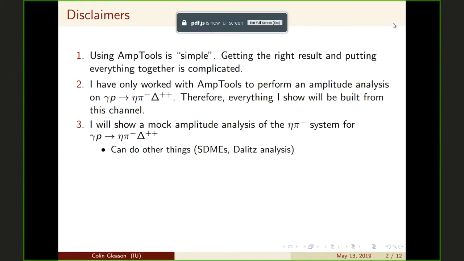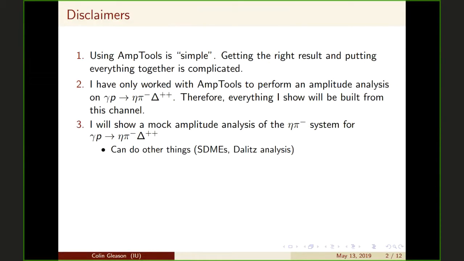So Colin's looking at this channel: gamma p goes to eta pi minus delta plus plus. And he's going to show in the slides a partial wave amplitude analysis of the eta pi minus system. So the idea here is that this is charge exchange production, and the delta plus plus is just kind of along for the ride. Well, it's the recoil particle. So we're not doing any sort of analysis on the delta plus plus decay or anything like that, just looking at the eta pi system.